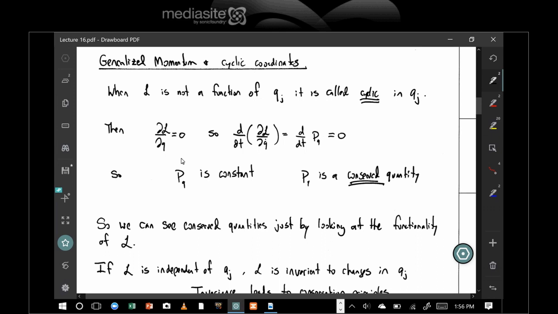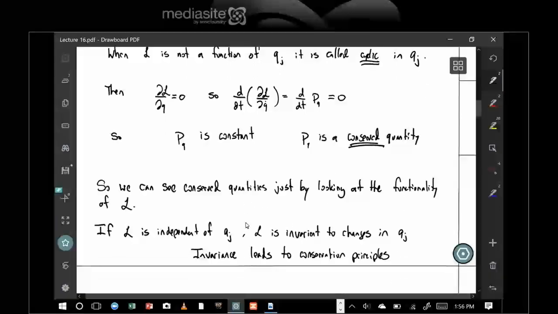And that's a real powerful feature of Lagrangian mechanics. You can just look at the Lagrangian. You don't even have to get the equations of motion. You don't have to solve the equations of motion. You just have to look at the functional form of the Lagrangian to identify conserved quantities.